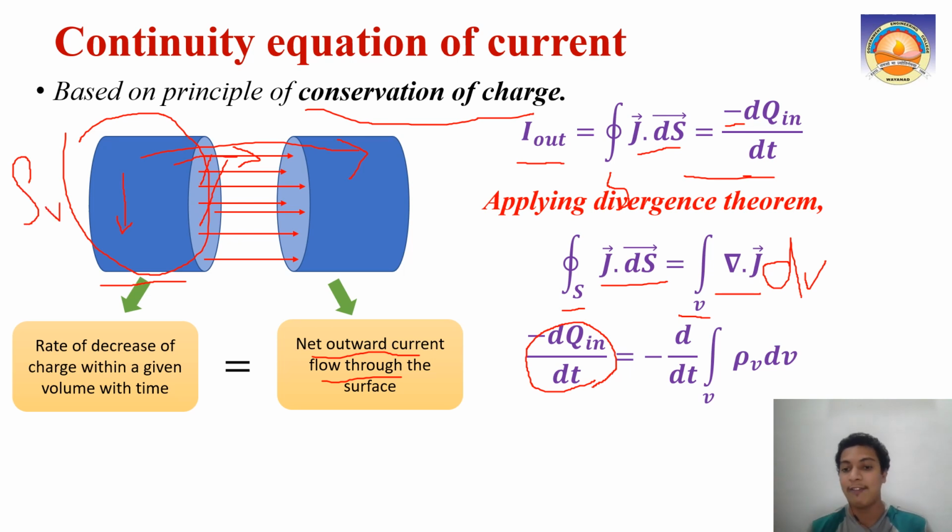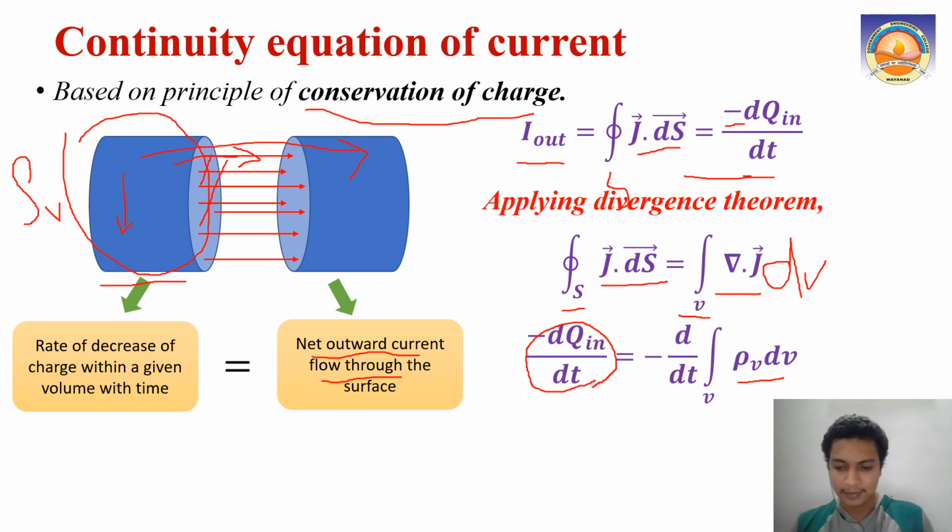If the volume has a volume charge density of rho v, then I can represent the total charge as what? The integral over the volume of rho v dv will give me the total charge. So this q, I can also write as the integral of volume charge density over that volume. So minus dq by dt will become minus d by dt of the integral of rho v dv.